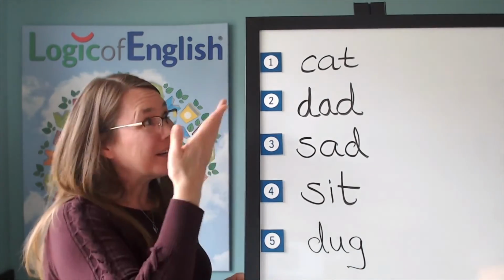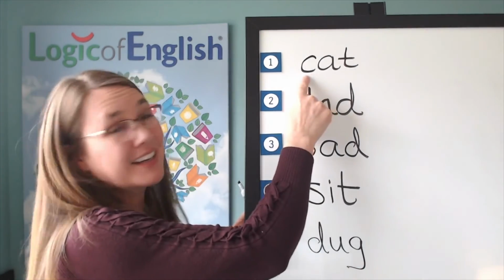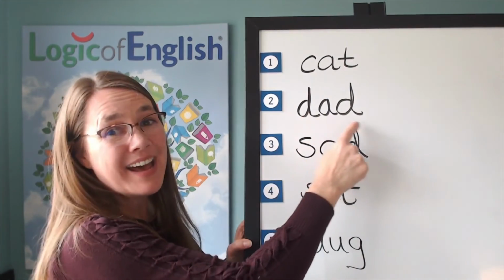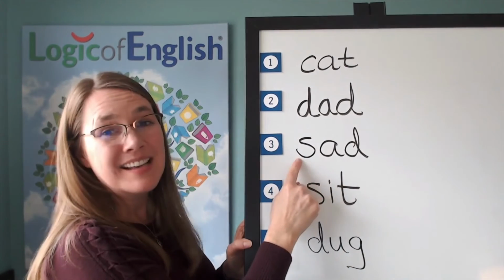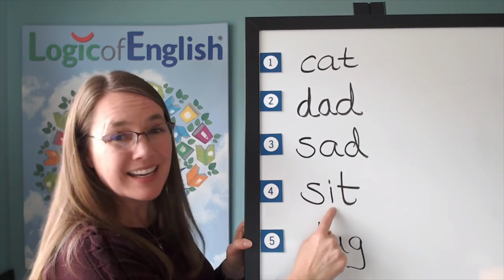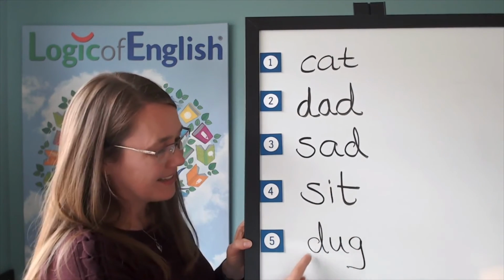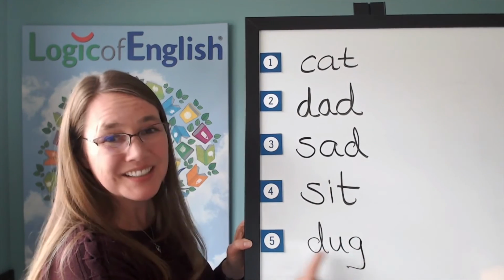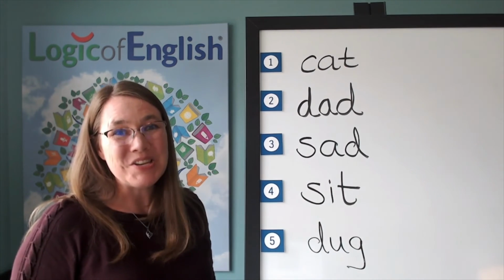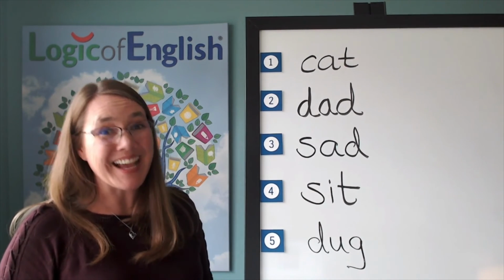Dug. Let's read all of our words together. K-a-t, cat. D-a-d, dad. S-a-d, sad. S-i-t, sit. D-u-g, dug. Very, very good. You are learning how to write and how to read words.